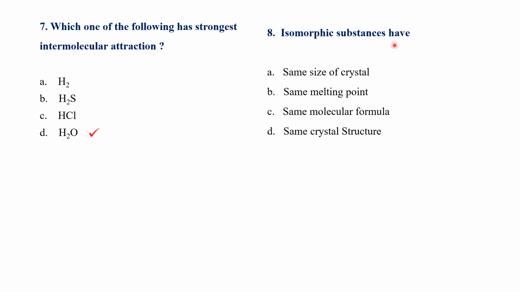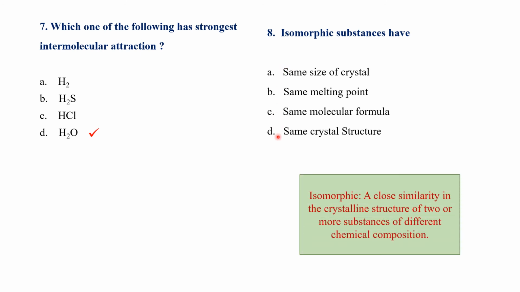Isomorphic substances, there are many options given. So first we will look at the definition of isomorphic substances. Then we are able to choose one of them. Isomorphic substances are those substances that have similar crystalline structures but different chemical composition. So among all these options, option D is the suitable answer.